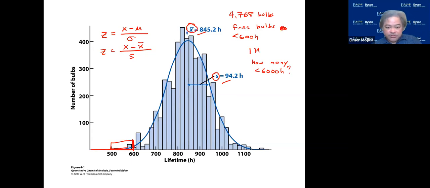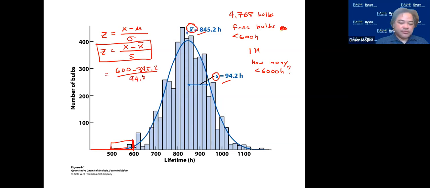So what do we do here? We're going to solve this using this formula. Following that, you have 600 minus 845.2 divided by 94.2. Okay? If we have this calculation, what do we get?